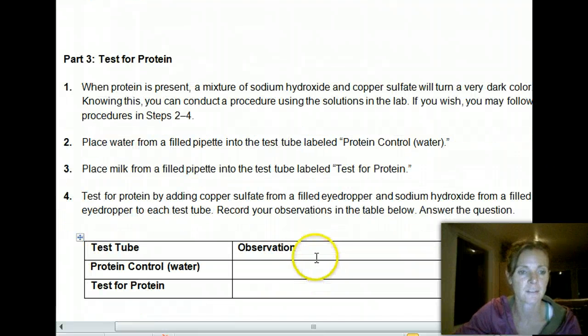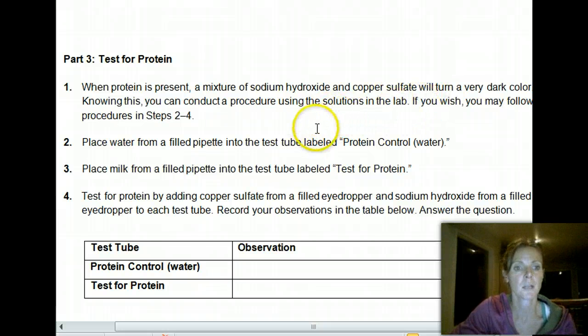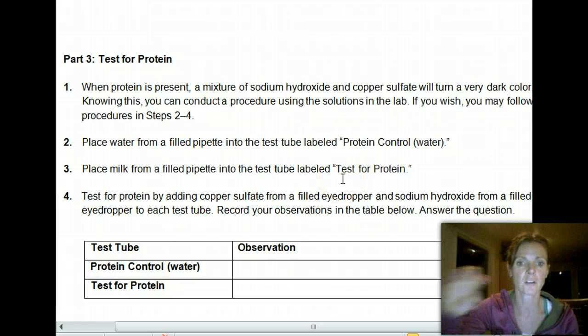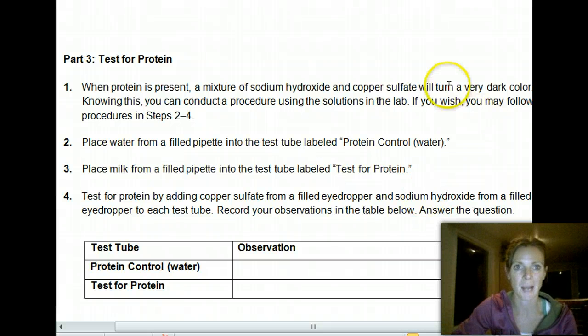So part 3 is testing for a protein. It says when a protein is present, a mixture of sodium hydroxide and copper sulfate will turn a very dark color, usually blue. Knowing this, you can conduct a procedure using the solutions in the lab. So place water from a filled pipette into the test tube labeled protein control. So we're going to do the same thing. We're going to do the water, then we're also going to do the protein, okay? So we're going to see what happens with that.